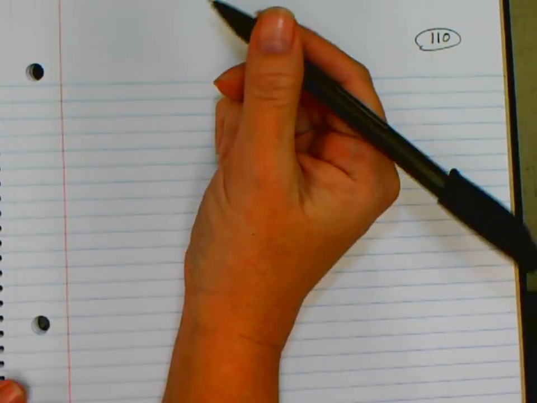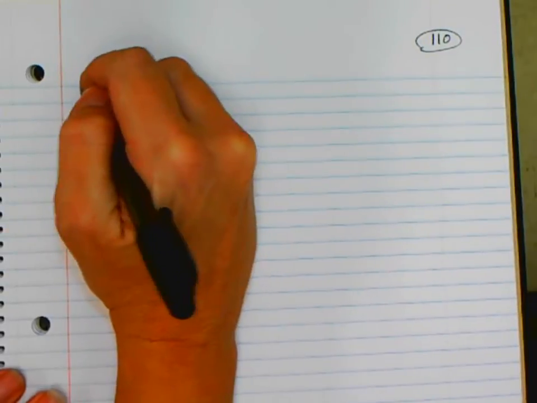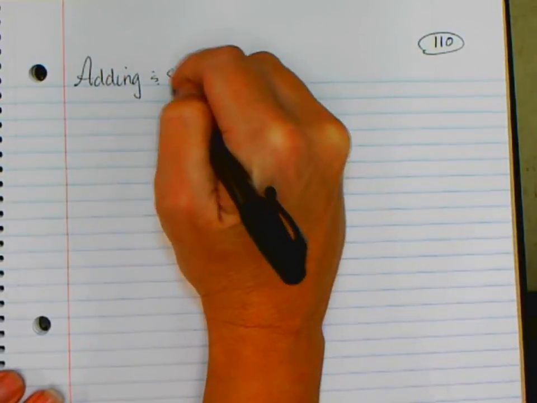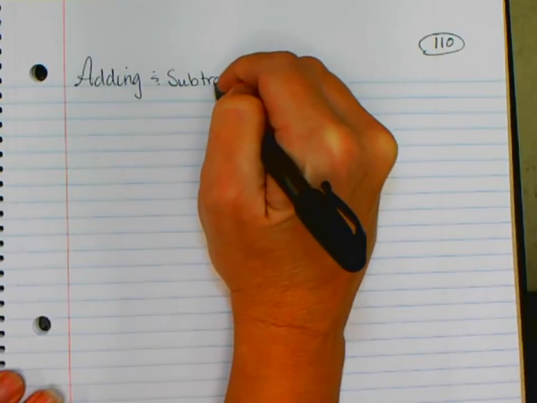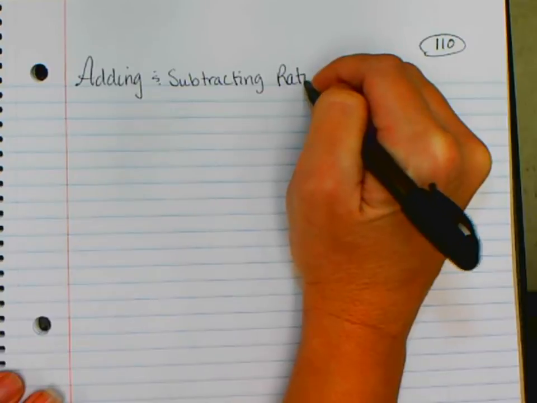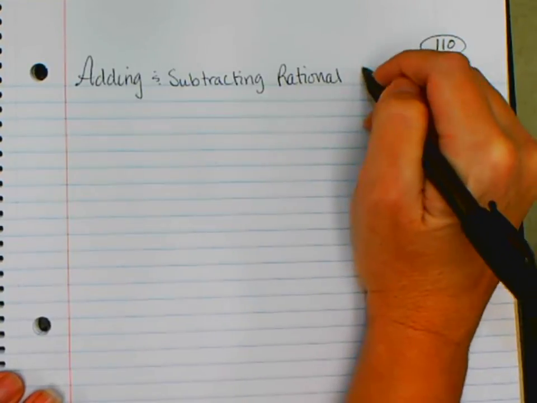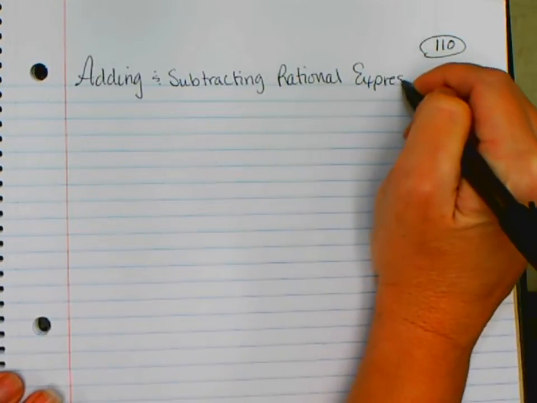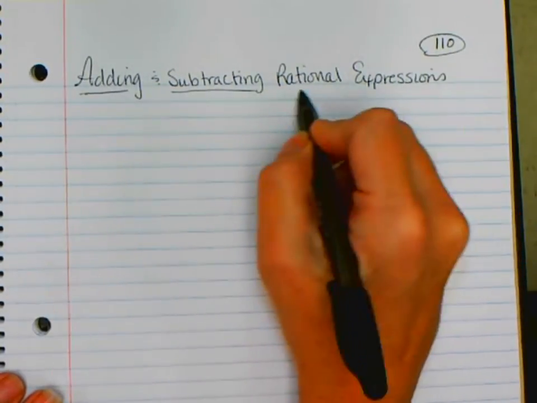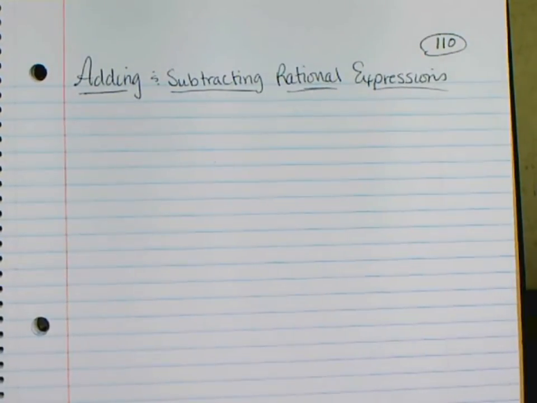Alright, this is page 110. And the title is Adding and Subtracting Rational Expressions. Adding and subtracting rational expressions. So last class we worked on multiplying and dividing rational expressions. Today we're going to work on adding and subtracting them.